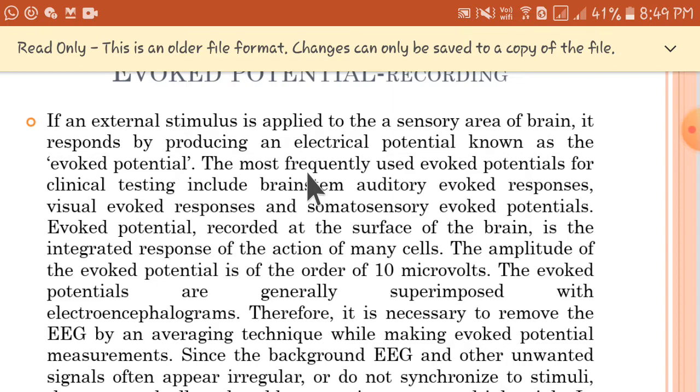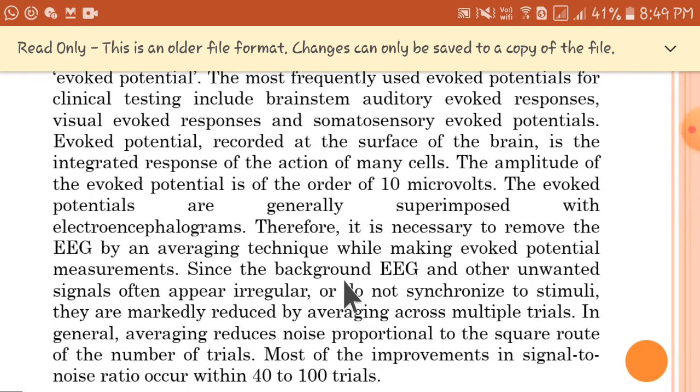The most frequently used evoked potentials for clinical testing are auditory, visual, and also somatosensory, where we give electrical signals to the peripheral nerves. Usually the evoked potentials are superimposed with the electroencephalograph, so we have to remove these EEG signals.